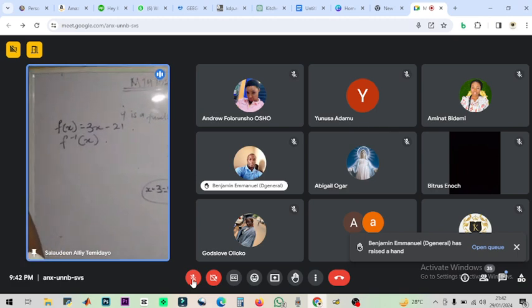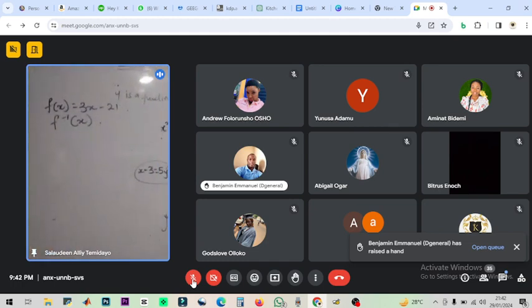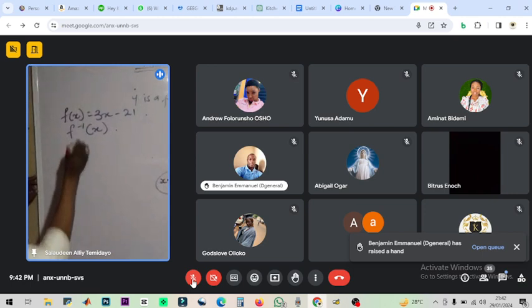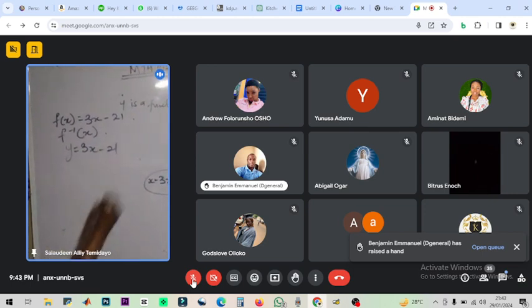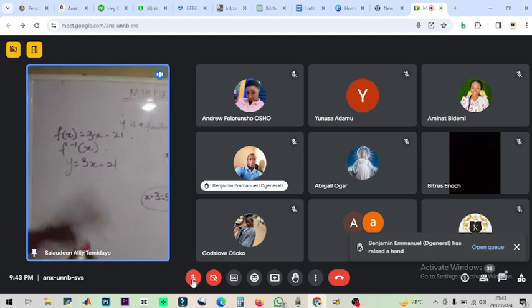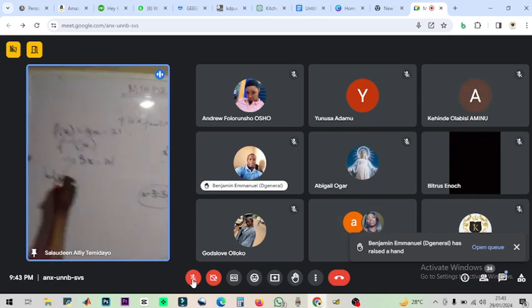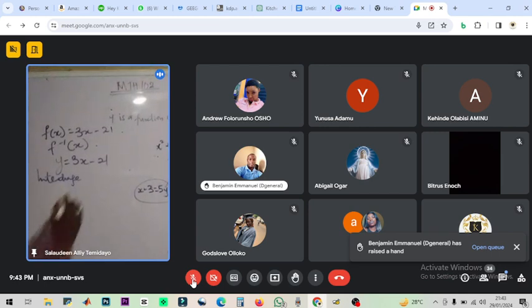Change f of x to y. The person that asked me the last question, please listen. So f of x changed to y: y equals 3x minus 21. Now, after doing that, don't change any sign at the moment. The next step is to interchange. Just interchange. You're not taking anything from one place to another at the moment.